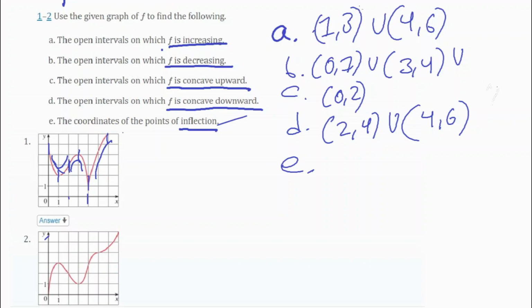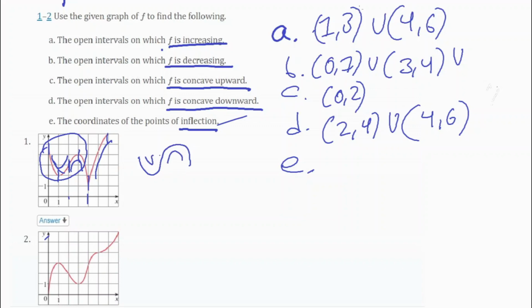So E is the coordinates of the points of inflection. As we talked about, the points of inflection is essentially when the concavity changes. So we can see there's only one point in this graph in which the concavity changes. It's between this little area over here. So when the concavity changes, the graph looks something like this. It goes from concave up to concave down.